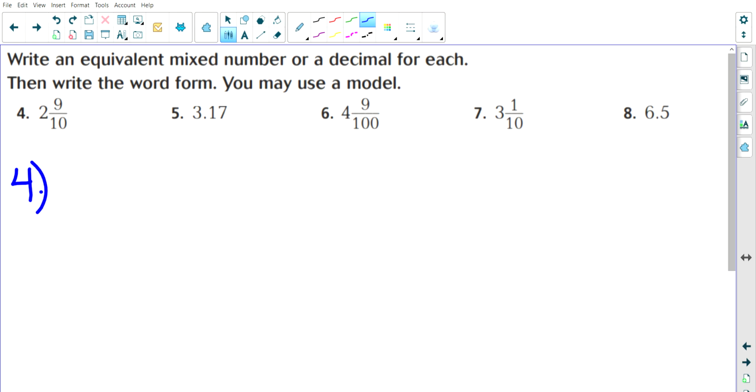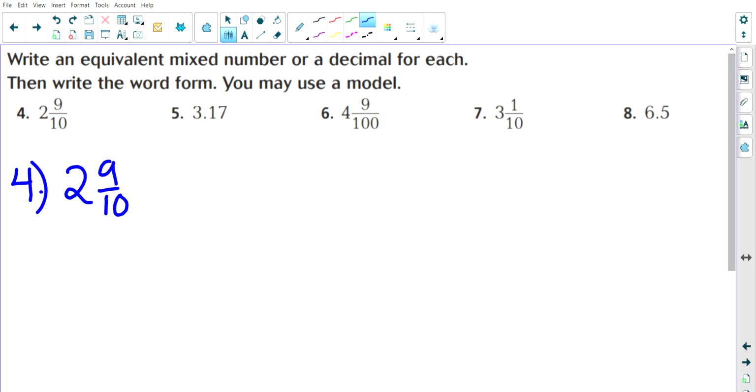So when we ask ourselves that first important question, how many holes do we have? This time our answer is not going to be 0. It's going to be a whole number. So looking at number 4, I have 2 and 9 tenths. My directions say to write an equivalent mixed number or a decimal for each, then write the word form.